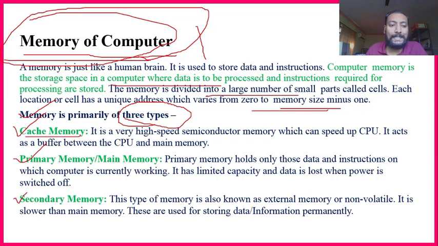Now, what is cache memory? Cache means which can be caught, like holding. What is happening here? It is a high speed semiconductor memory, which is inside the CPU, a buffer between the CPU and main memory. See, cache memory means, I think you use the system and laptop.